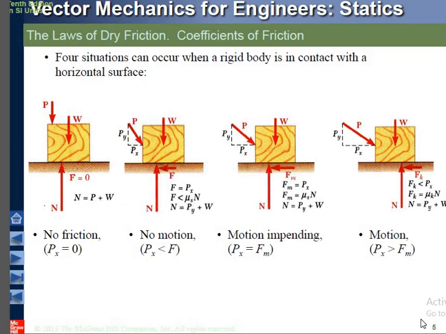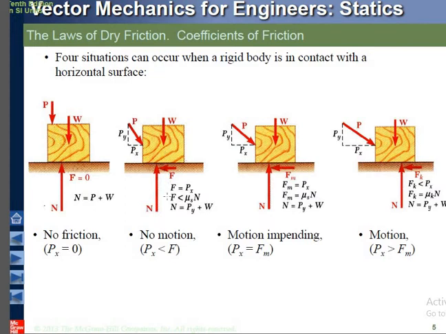Now if you see this figure, a rigid body is in contact with a horizontal floor. Four conditions may arise from these figures. In the first case, when the frictional force is 0, only the normal force balances the weight of the body and P. P means this is the applied force.